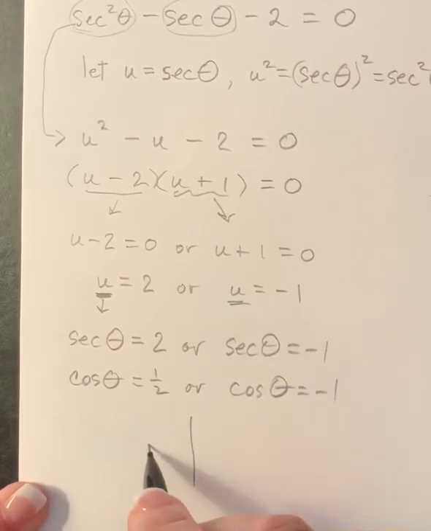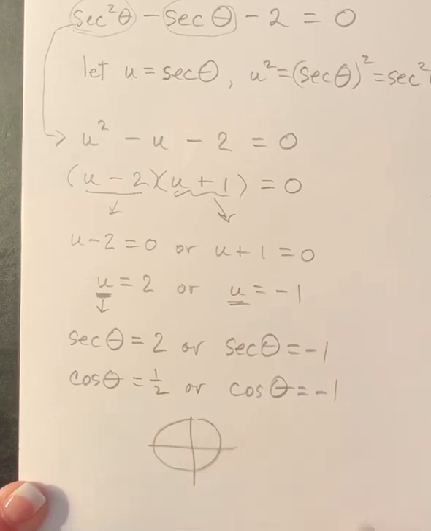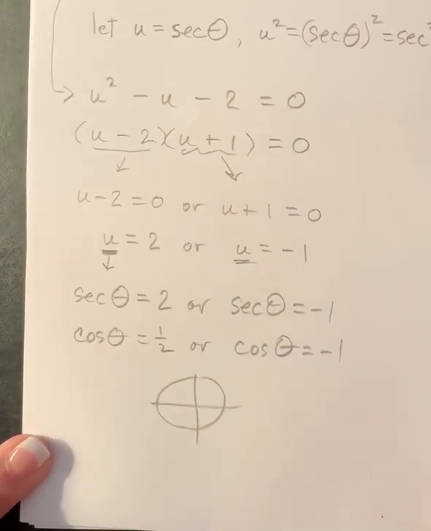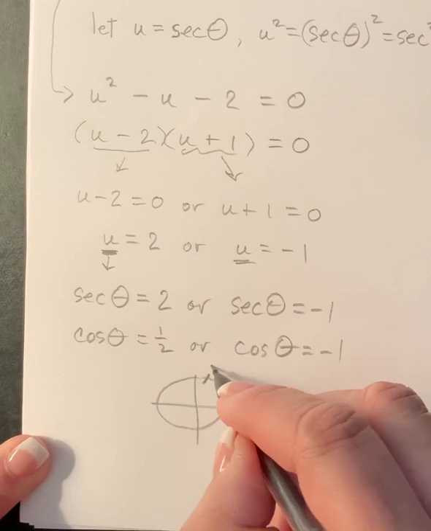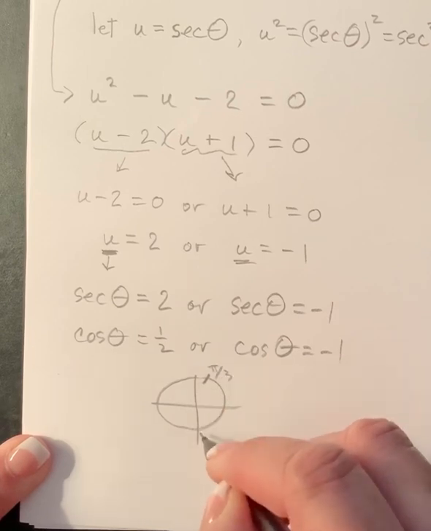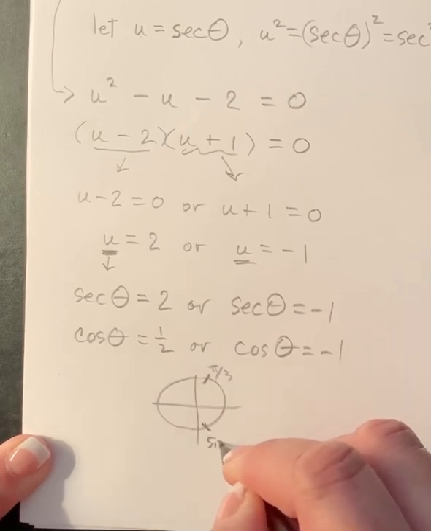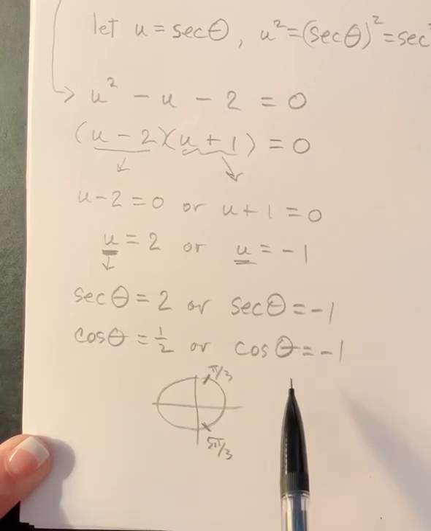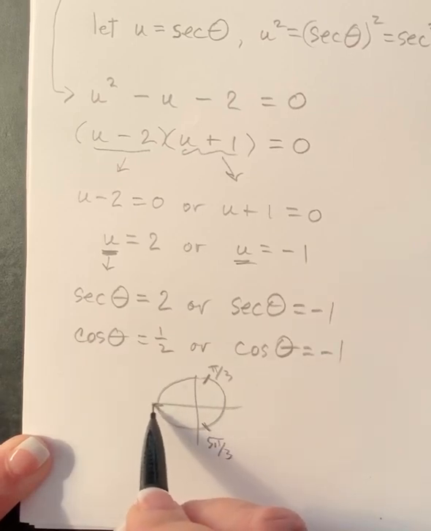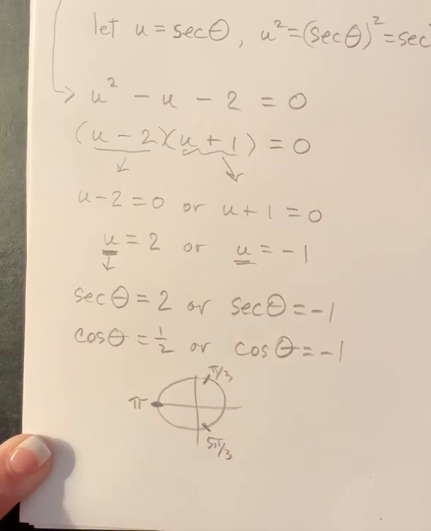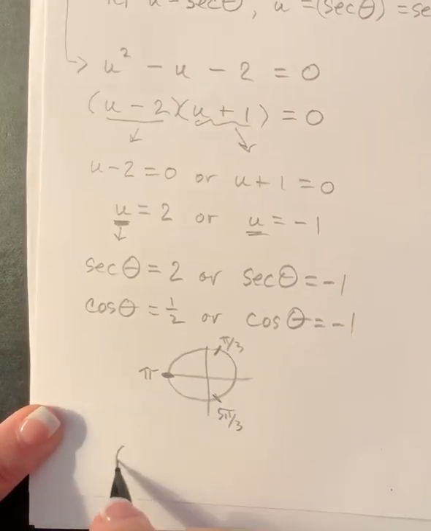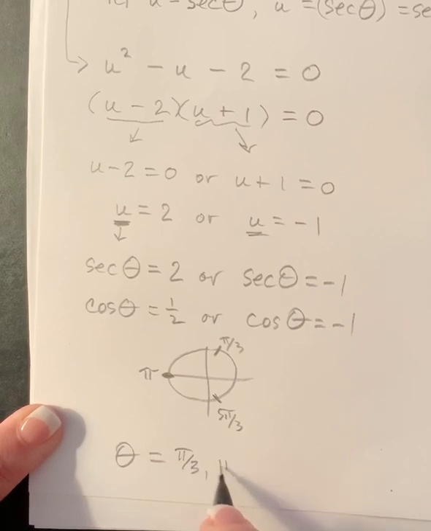Okay, so if we just think about places on our unit circle, the cosine is equal to 1/2 at pi over 3. And directly below that at 5 pi over 3. The cosine is equal to -1 all the way at the far left at pi. So those are going to be our 3 solutions. Theta could be pi over 3, pi, or 5 pi over 3.